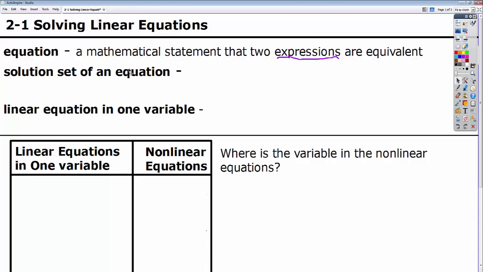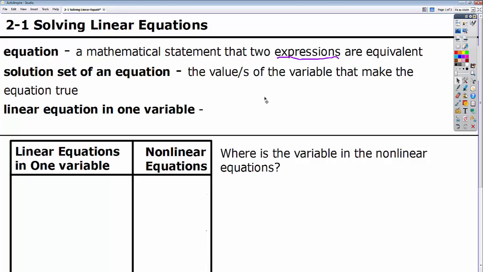Alright, the solution set of an equation. We talked about what just a regular set was. So a solution set is the value or values of the variable that make the equation true. Okay, so anything that solves the equation is part of the solution set. Linear equations only have one. Quadratic equations have two. Inequalities have a range of solutions, so there's a lot of different ways you can see a solution set.